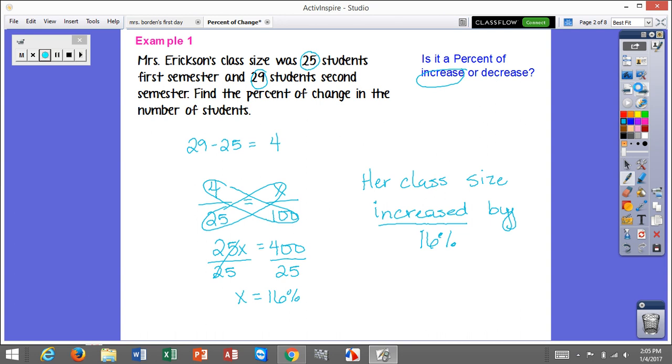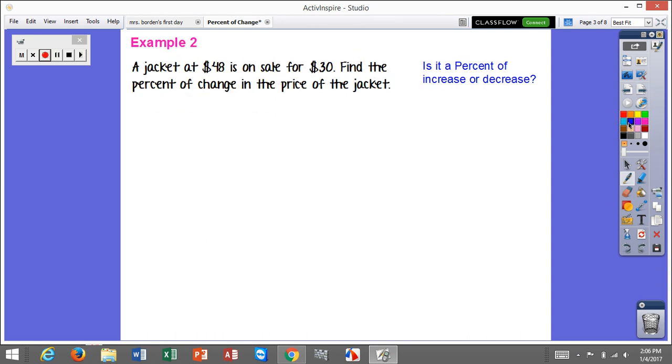Okay, let's go to example 2. A jacket starts out at $48 and is on sale for $30. Find the percentage of change in the price of the jacket. So 48 minus 30 means that the jacket is $18 cheaper than what it started at. So now we take the 18. We write that over the original price. The original price was 48 equals x over 100.